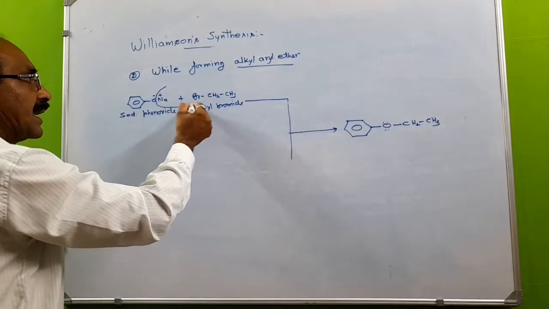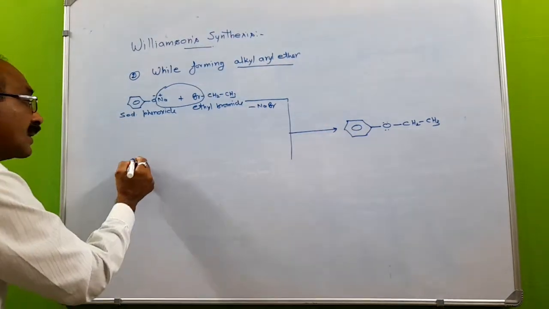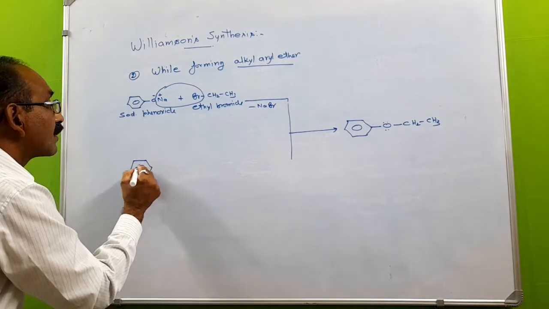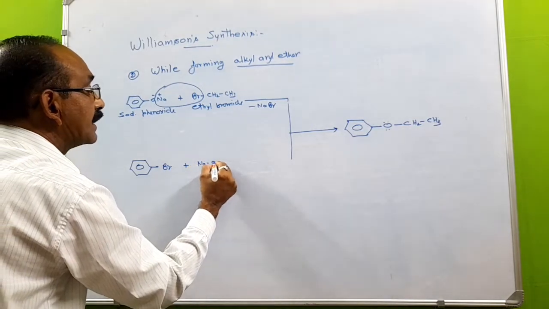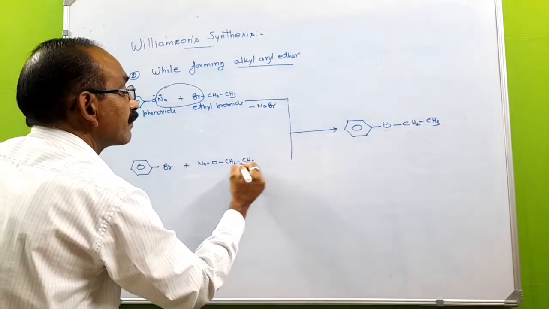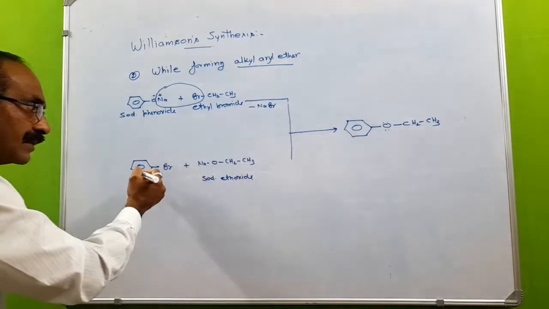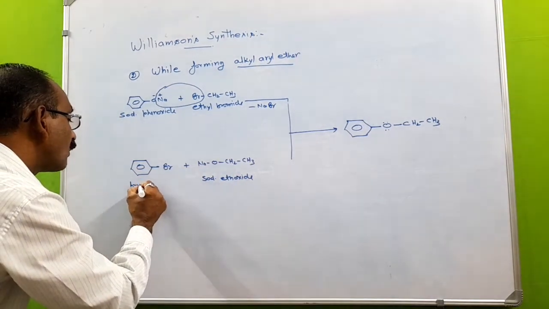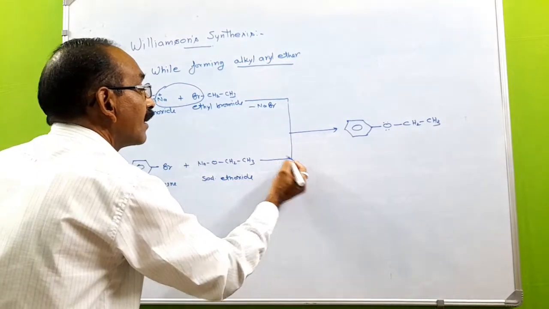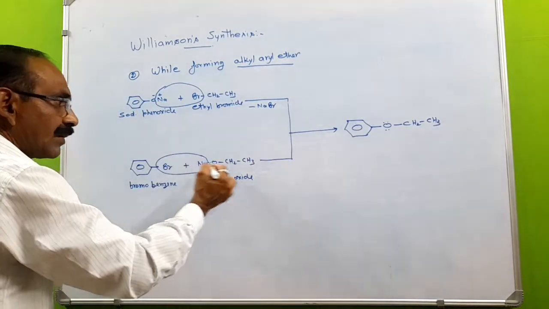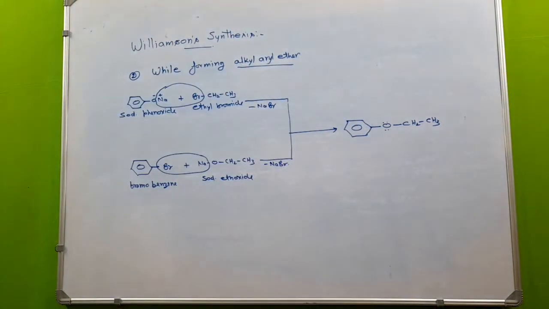It is expected that this Na plus comes out with the Br, forming NaBr and ether. See, another possible set of reactants: this time I am taking sodium ethoxide and bromobenzene as reactants, and it is expected that this Br should come out with the Na to give this alkyl aryl ether.